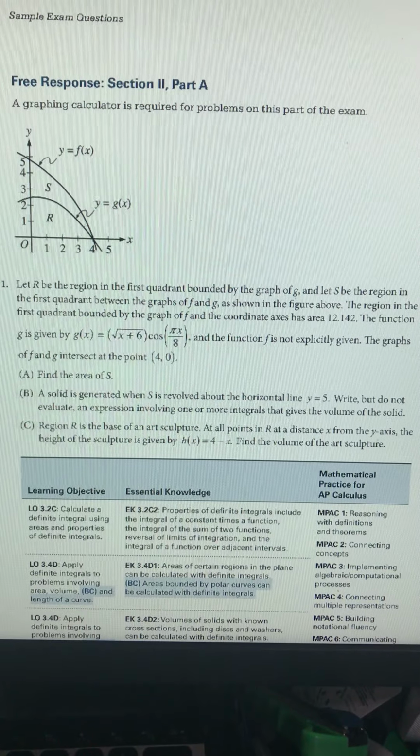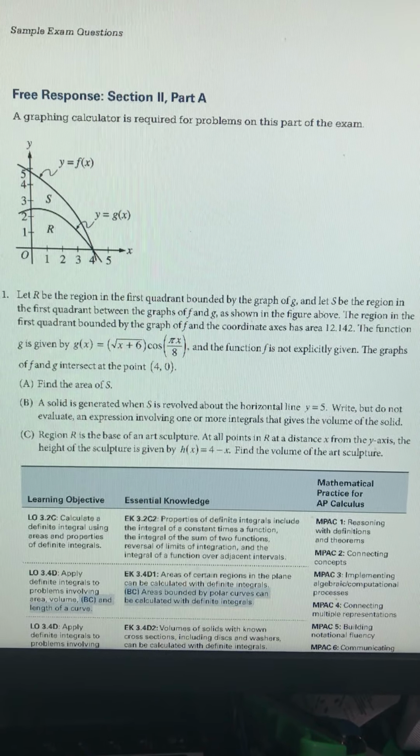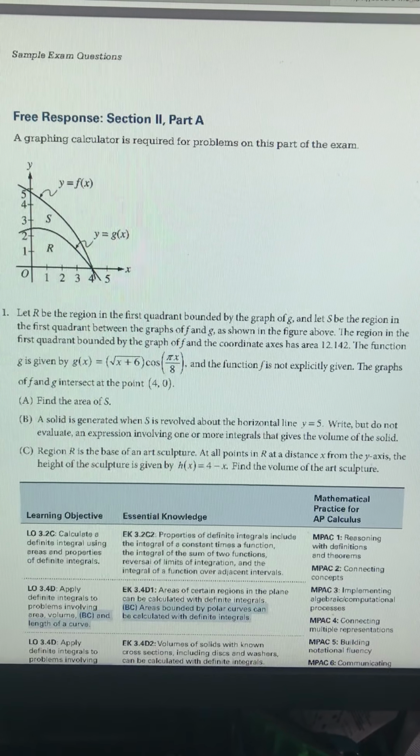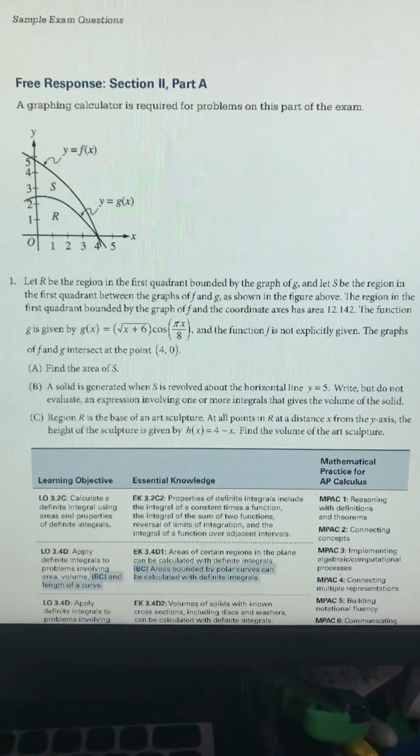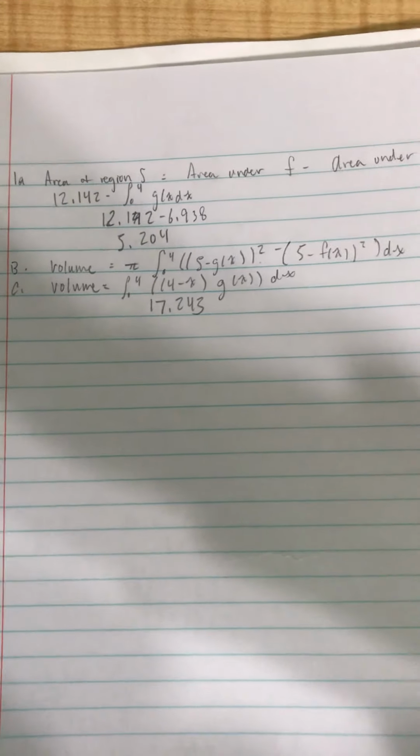So we know that volume equals pi times the integral of (5 minus g of x) squared subtracted by (5 minus f of x) squared dx. And actually that's the answer. So the volume equals pi times the integral from 0 to 4 of (5 minus g of x) squared minus (5 minus f of x) squared dx.